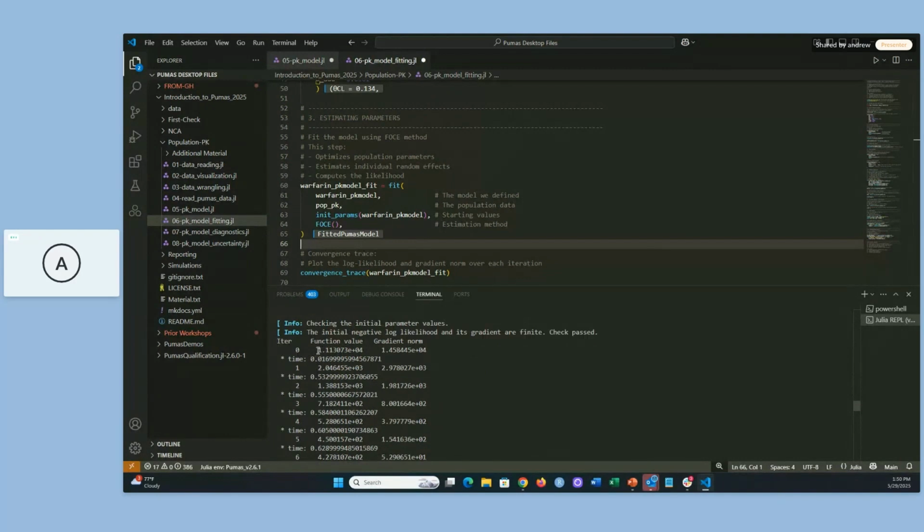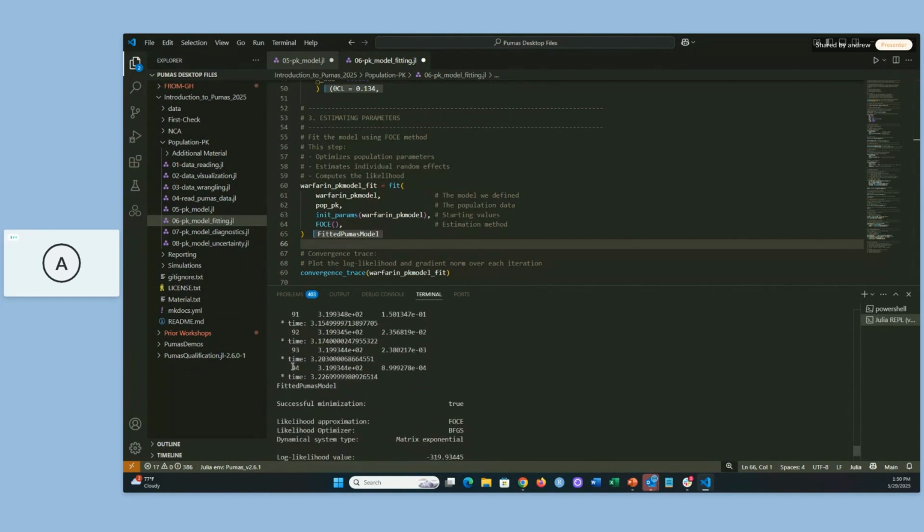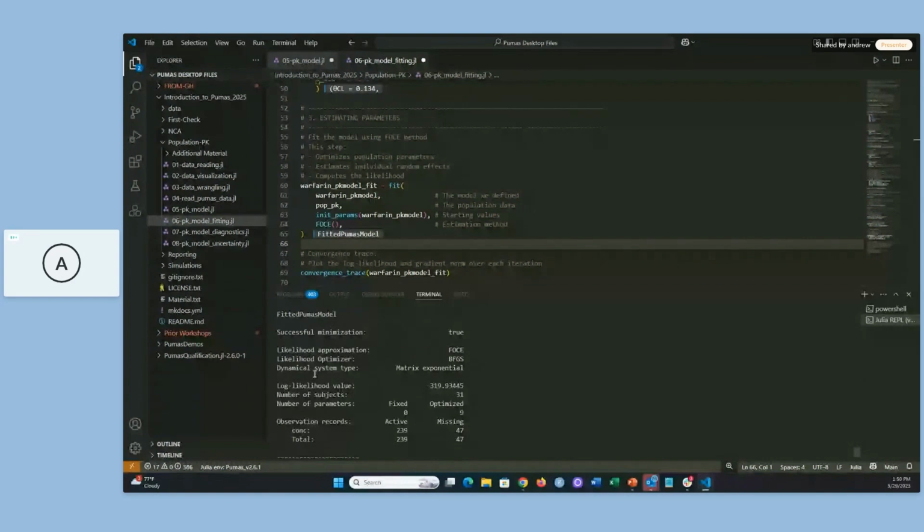And so you can actually see the functional value and the time that it's taken. It performed that first evaluation in 0.017 seconds. And ultimately it looks like it ran through 94 iterations of the model before it converged. It took only about 3.2 seconds of computer time. So super fast. And just realize, more cores on your computer doesn't always translate to faster.